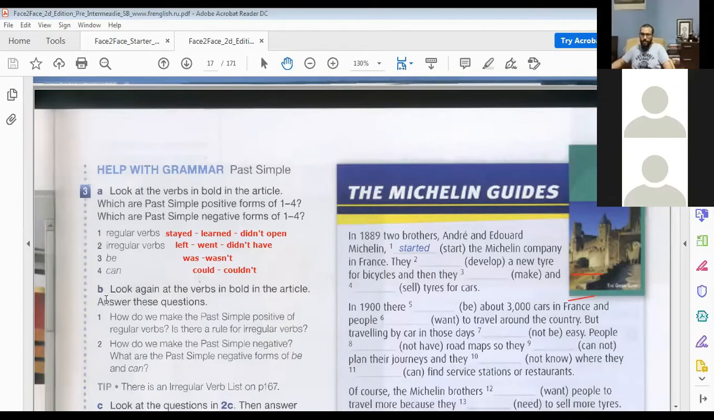Let's check part B. It says, look again at the verbs in bold in the article. How do we make the past simple positive of regular verbs? And is there a rule for irregular verbs? Okay, how do we change a verb from present to past? If it's regular, what do we do? We add ed, right?